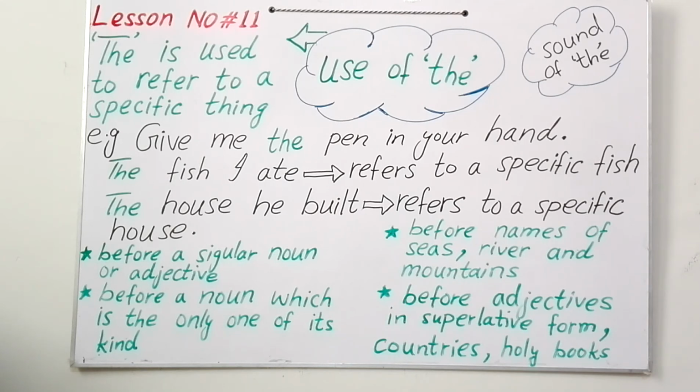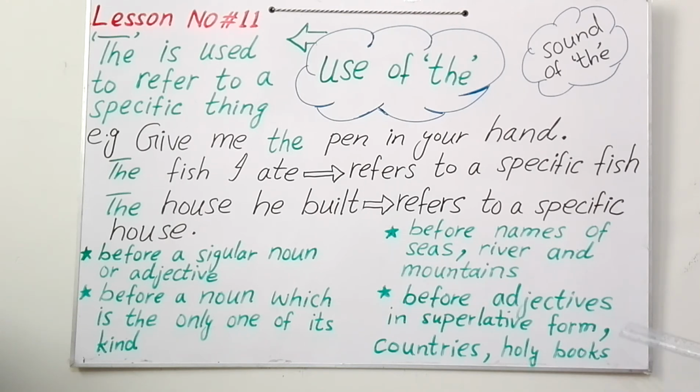Like there are many things which Allah made in the world and they have their own kind, like earth, stars, moon. Before them we put "the". Okay, the other example, like the earth, we say the stars, the moon. And the other example here for you, before names of seas, rivers and mountains, like when we are going to tell about some mountains, Himalayas, the Himalayas we call it.